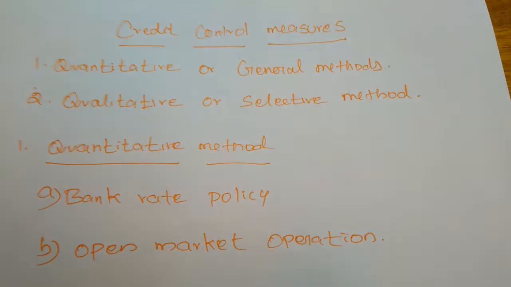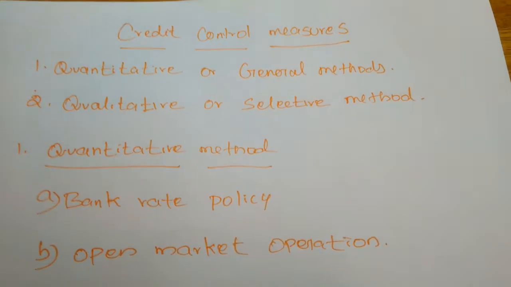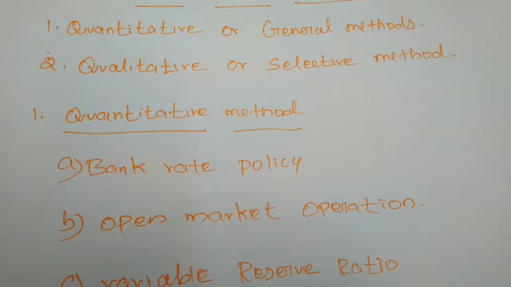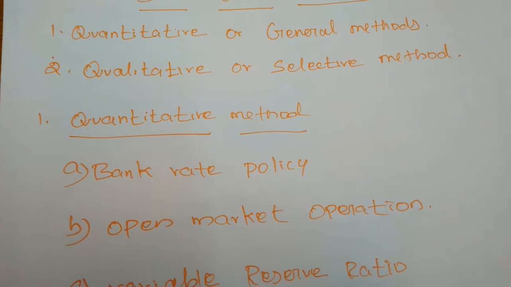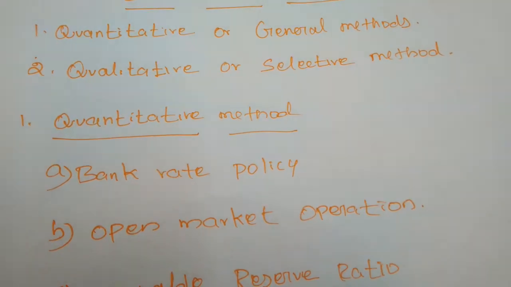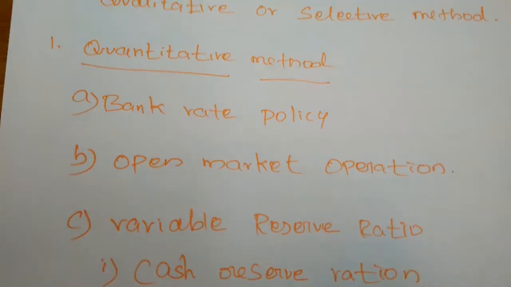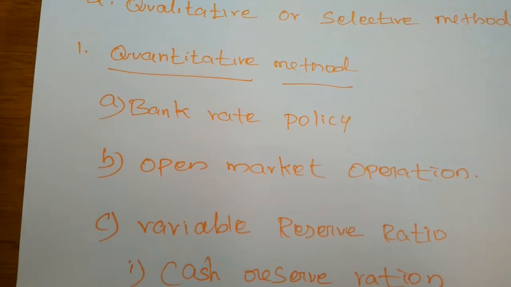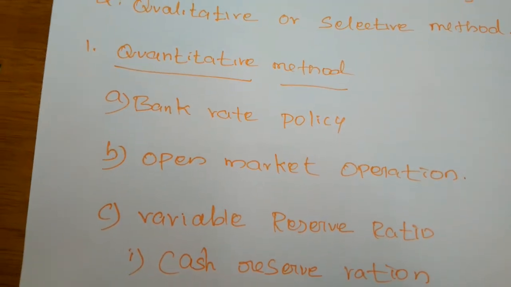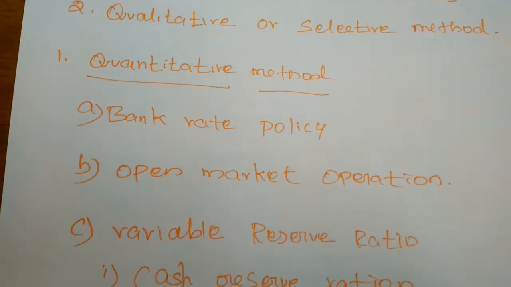Quantitative means the quantity of credit must be reduced. So what tools are there for reducing credit by way of quantity, called the quantitative or general method? In this quantitative method, the first tool is the bank rate policy. The bank rate is the rate at which the central bank of a country is prepared to rediscount first class securities.